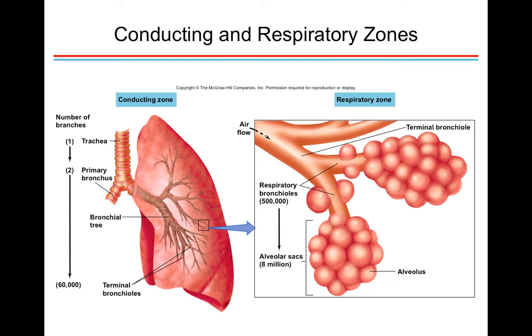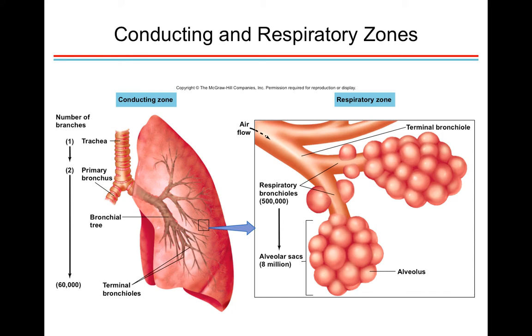And in the conducting zone, we also have voice production that occurs in the larynx. And as air passes over the vocal cords, these vibrations can make speech and noises. So these are the areas of the conducting zone, right? With the trachea, the primary bronchus, we have these bronchial trees with these terminal bronchioles, and these are all the conducting zone.